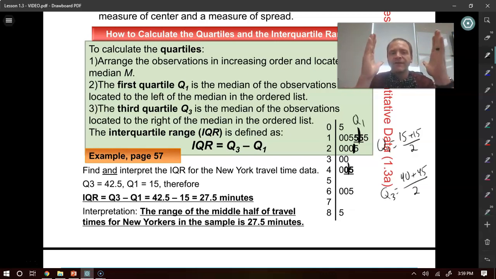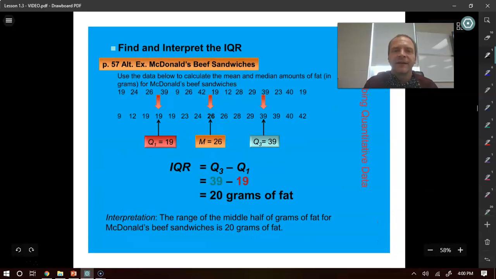So the middle 50%, the middle half of travel time for New Yorkers in the sample is 27.5 minutes. That's how you interpret the IQR. The middle half of the data, the commuting time for New Yorkers in the sample, is 27.5 minutes. And here's another one, going through the McDonald's one very briefly.